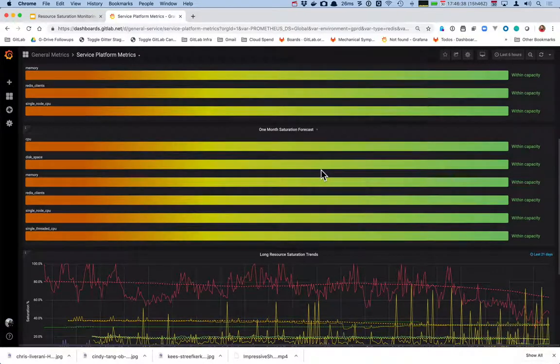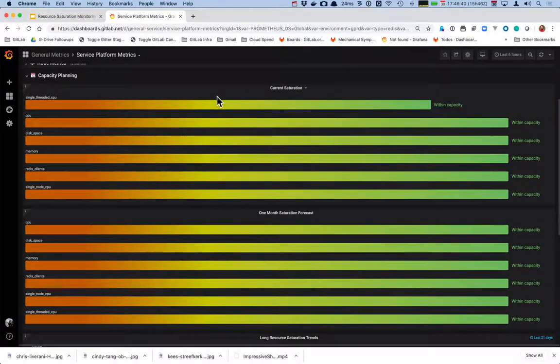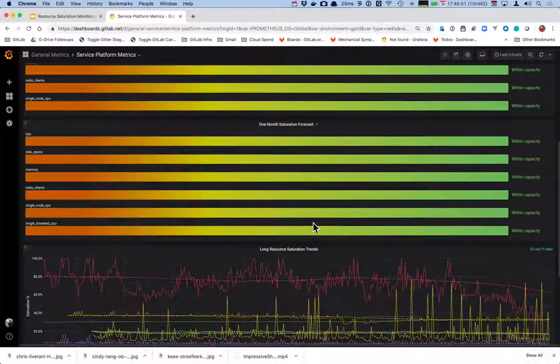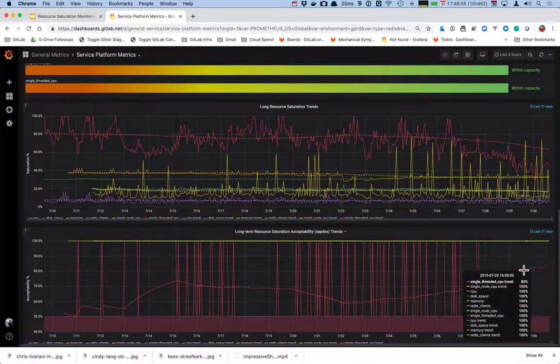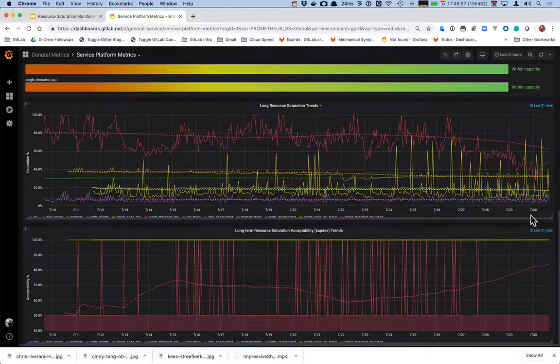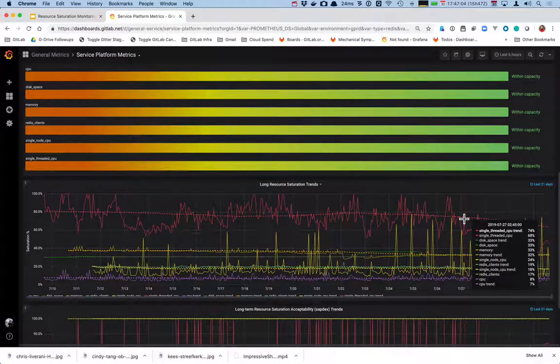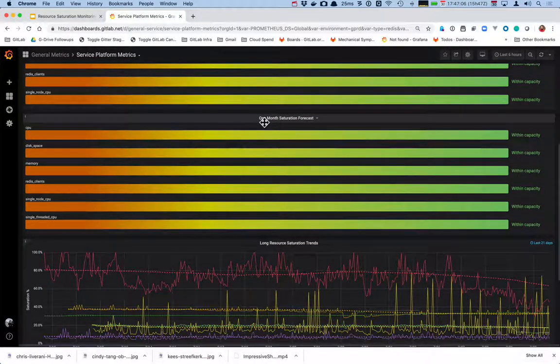Last week, when I was looking at this, what this told us was that the single-threaded CPU was at capacity, and it also gave us a 1-month saturation forecast that Redis CPU was going to be at capacity. Because of the changes that we made this weekend, this is now improved. So hopefully next time, before we see a saturation event, these graphs will tell us of the problem. Obviously, we're also not going to rely only on Grafana dashboards, we're going to create alerts out of that.